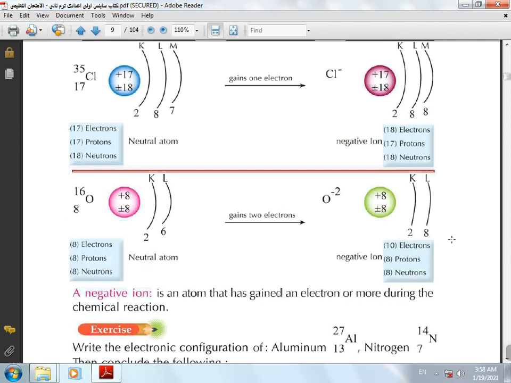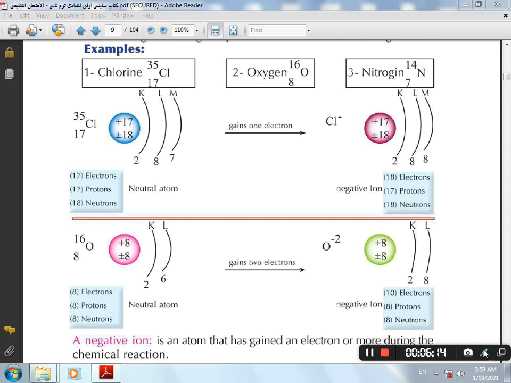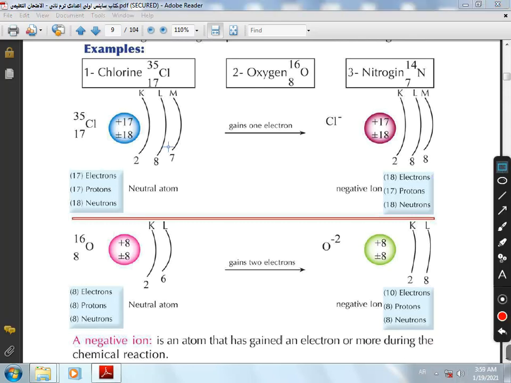Example, Cl 17 35, the electronic configuration 2 8 7. So it is a non-metal. It can gain an electron during the chemical reaction and it changes into a negative ion having just one negative charge, because the number of gained electrons is 1.